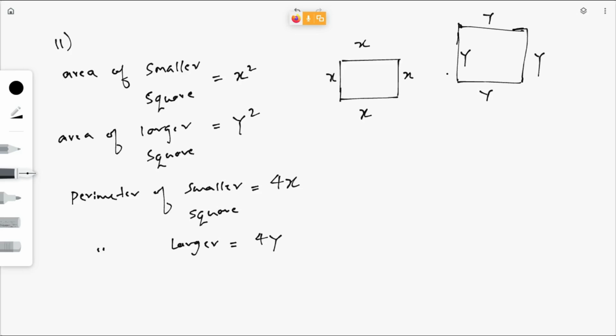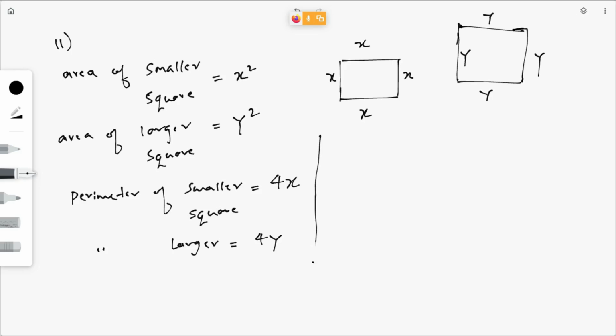Draw two squares. Take the side of one as x and the side of the other as y. Area of the smaller one, larger one, perimeter of the smaller one, perimeter of the larger one. This is just the given data. So we got this from the problem.